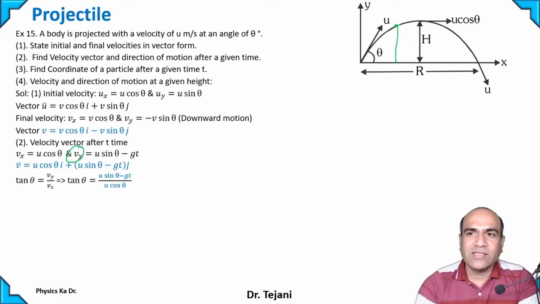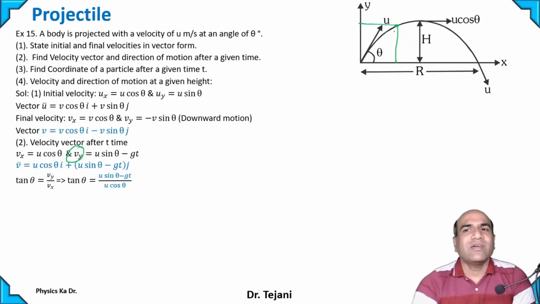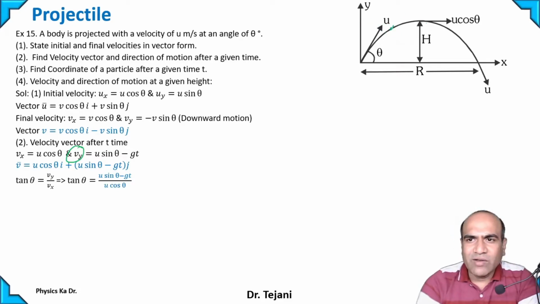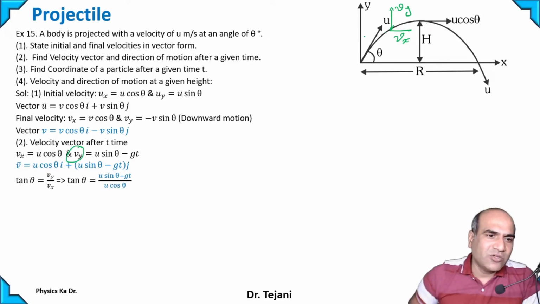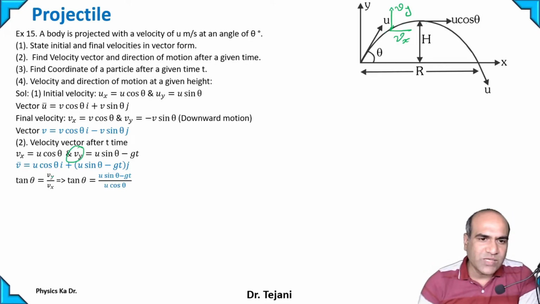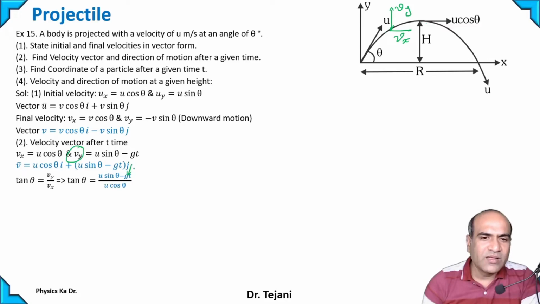So you can take the distances, or you can take the velocity at this position, Vx and Vy. So Vy by Vx gives us the angle. So tan theta is equal to Vy by Vx, which is u sin theta minus gt, divided by u cos theta. So the second one is done.